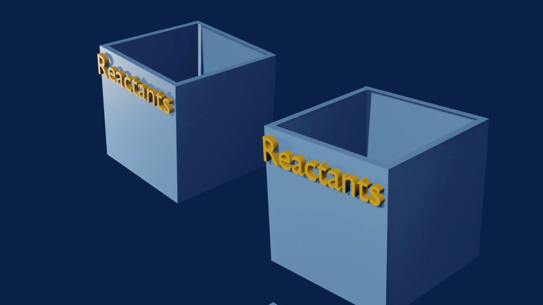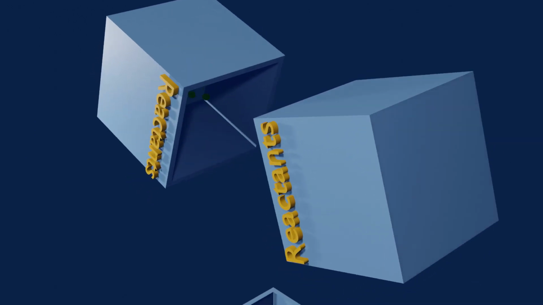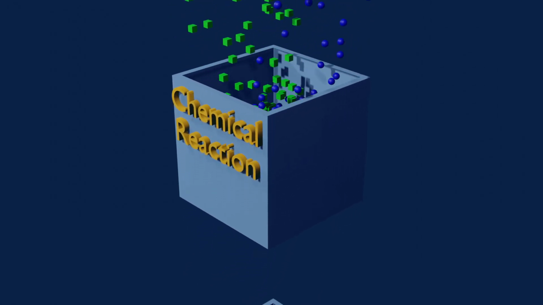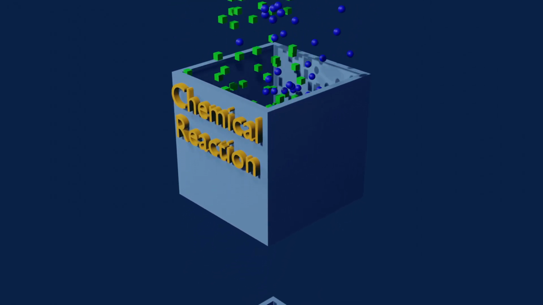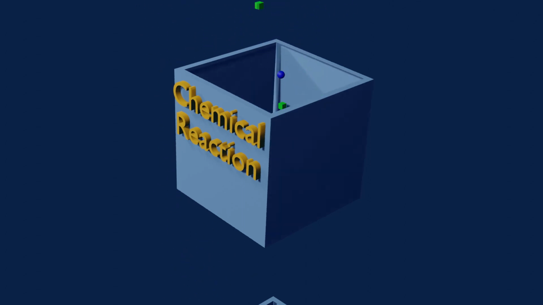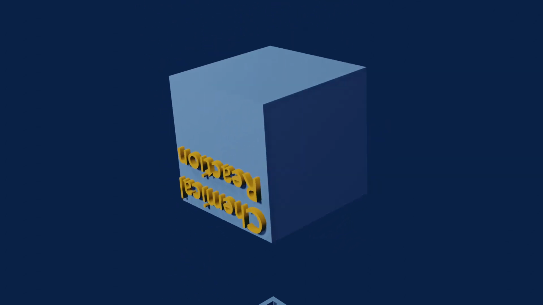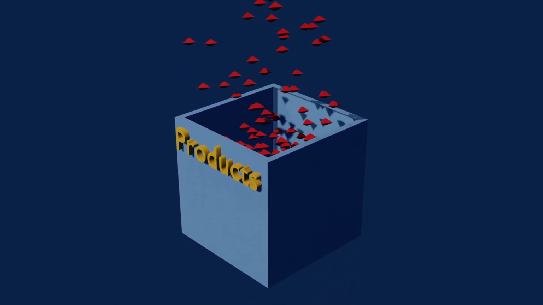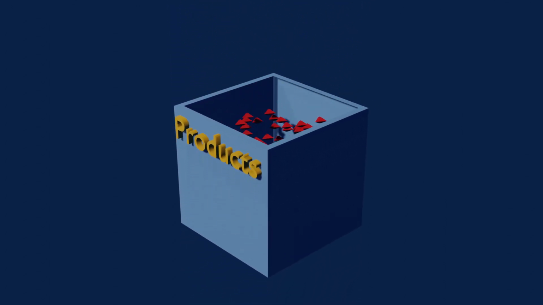Chemical reactions are processes that change some or all of the materials that are put into them. We call the materials that go into a chemical reaction reactants. The materials that exit the reaction are called the products. Interactions between the reactants can cause them to break apart or bond together, creating new chemicals.